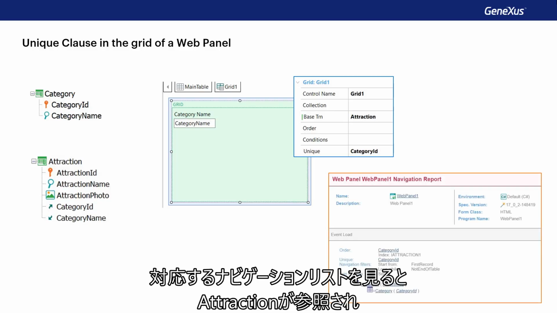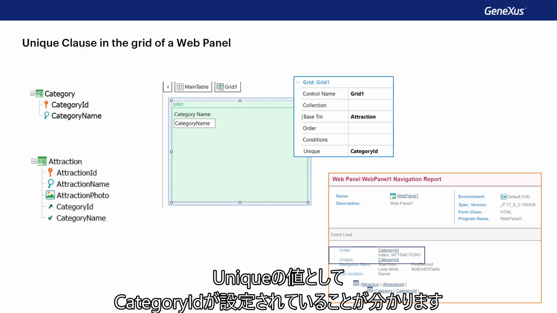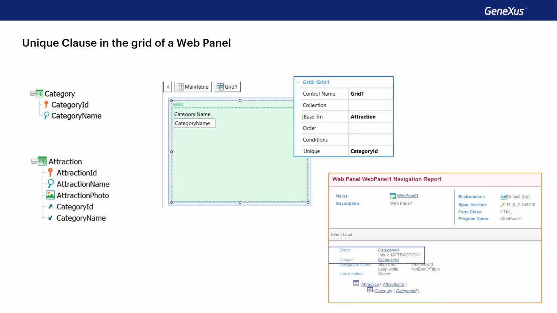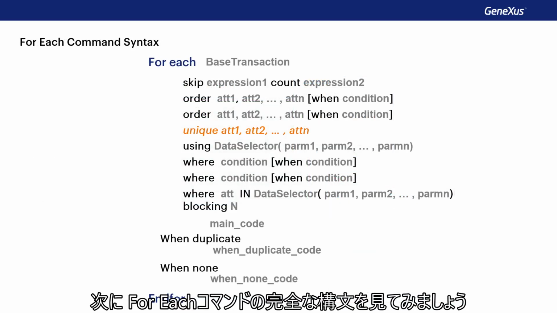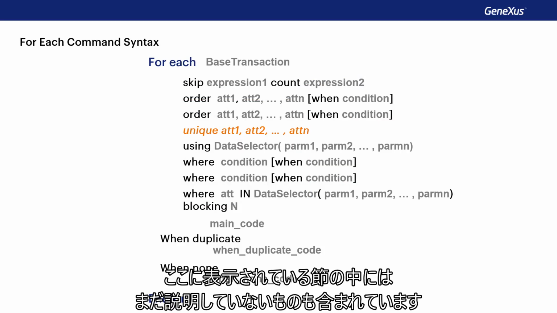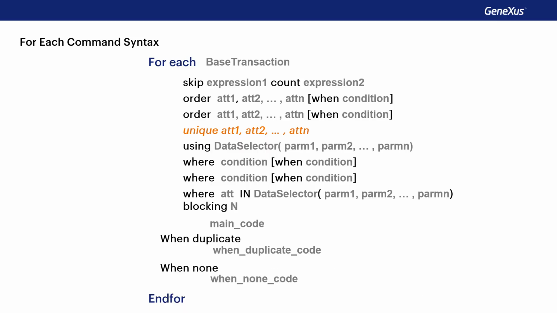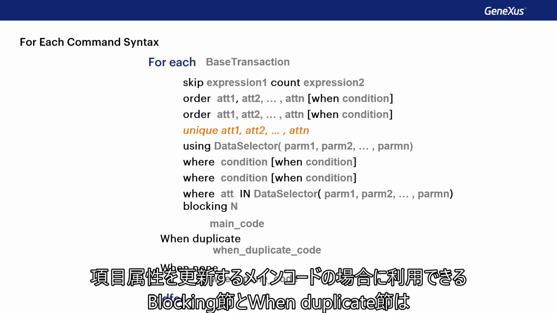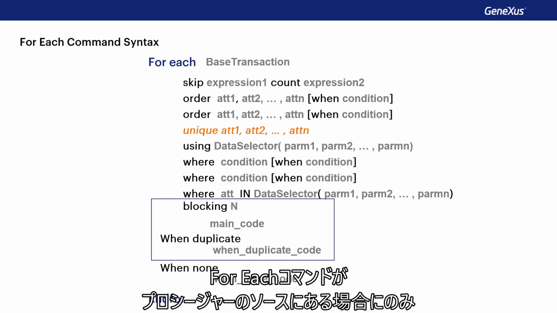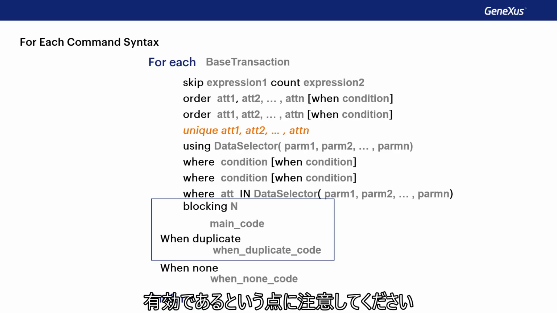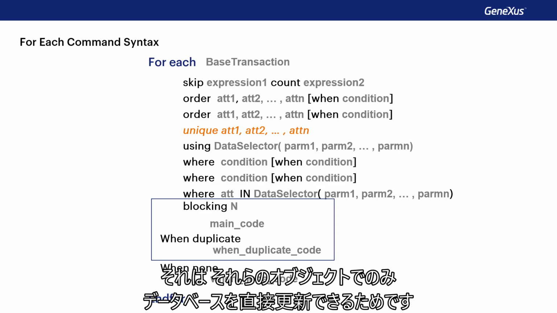If we look at the corresponding navigation list, we see that it runs through attraction and sets category ID as unique value. Now let us look at the complete syntax of the for-each command, although we should mention that we've not studied all the clauses that we're looking at. It should be noted that the blocking clause, the updating of attributes in the main code, as well as the when duplicate clause are only valid when the for-each command is in the source of a procedure, because only in those objects it's possible to update the database directly.